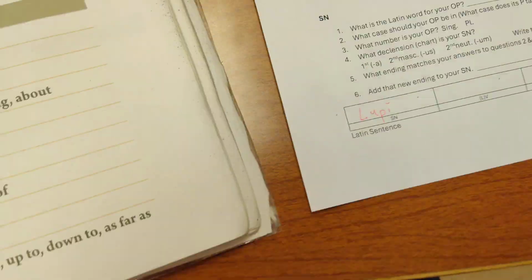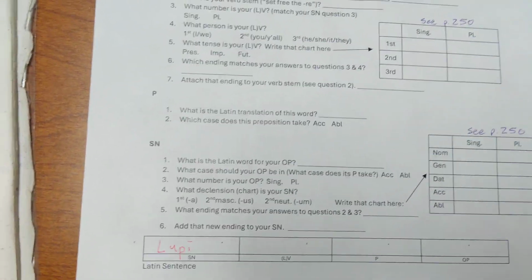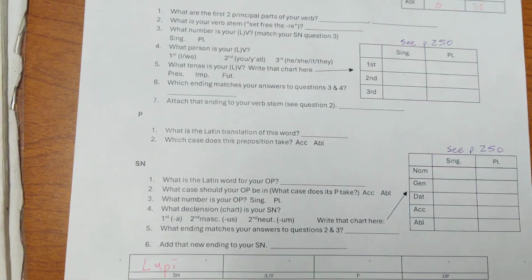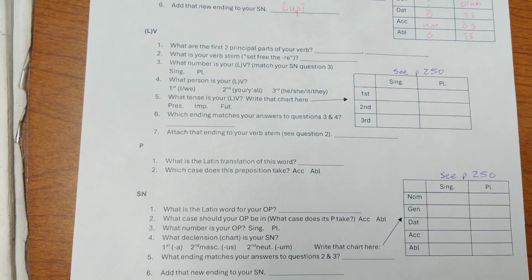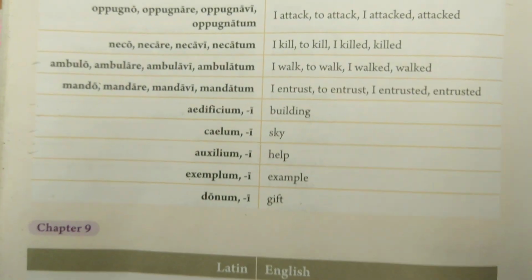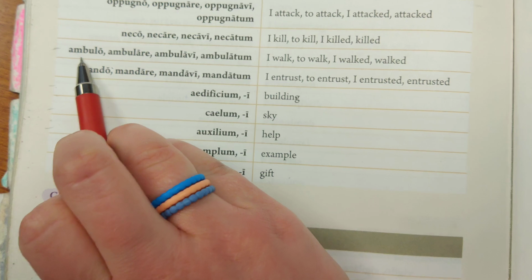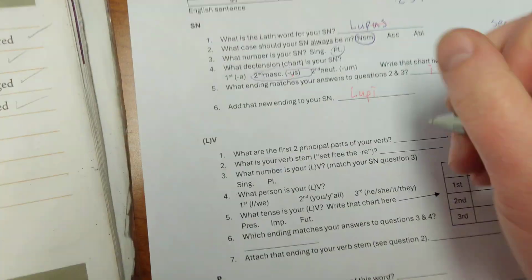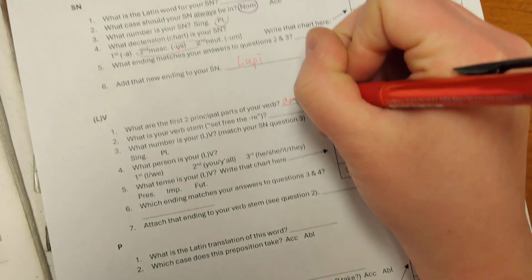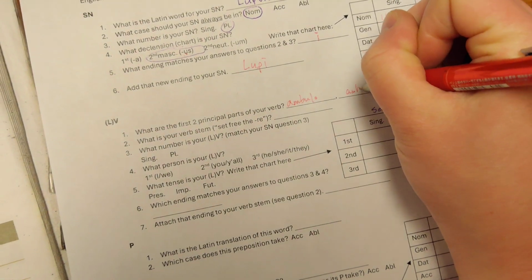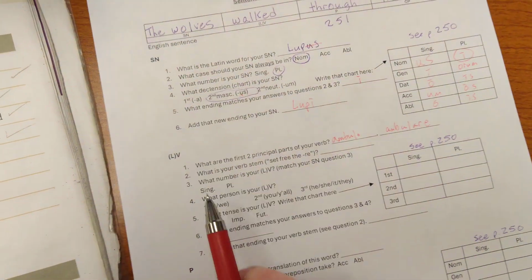Loopy. Okay, now I'm going to go on to my verb, walked. So first question is, what are the first 2 principal parts of your verb? Now the principal parts of a verb are the 4 Latin words that are listed in your book. So if we go over to where we see ambulo, walk, we have ambulo, ambulare, ambulavi, ambulatum. So the first 2 are ambulo, ambulare. So that's what I'm going to write here. Ambulo, ambulare.